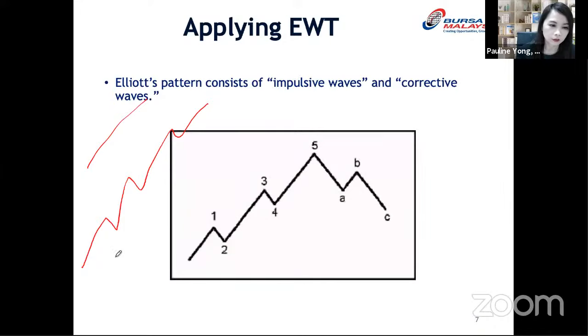Then it will count 1, 2, 3, 4, 5, and then ABC. So in this kind of huge, major, big wave, there will be smaller waves as well. In each of these smaller waves, you are looking at 1, 2, 3, 4, 5, ABC. Then you resume again, 1, 2, 3, 4, 5, ABC, and resume again. When you are doing that, it means you are actually counting the waves.